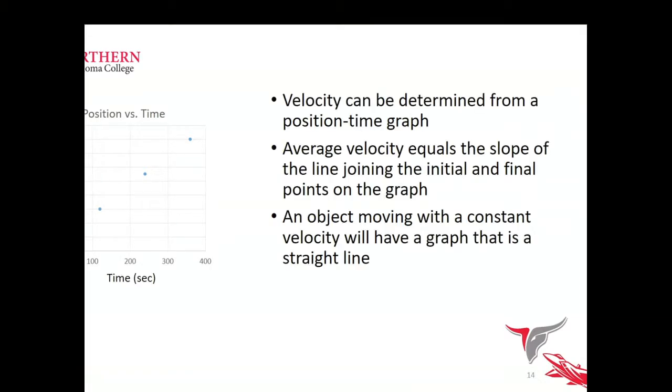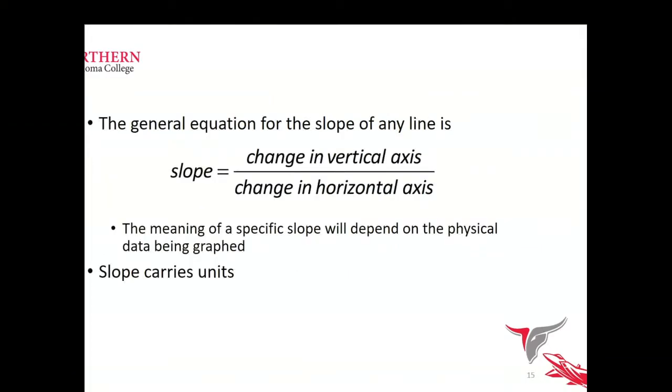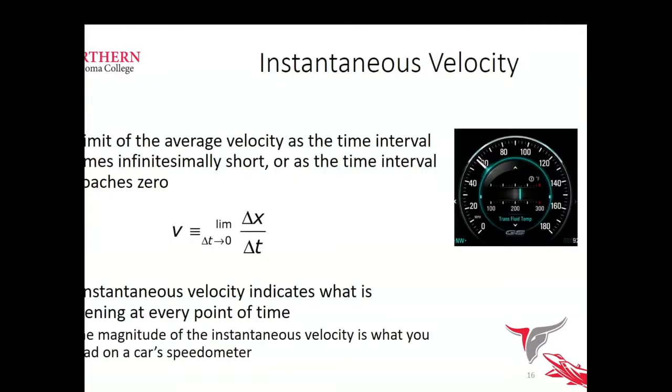Velocity can be determined by the graph. The average velocity is the slope, and when the object moves with a constant velocity, it's a straight line. Slope is the change in the vertical axis divided by the change in the horizontal axis. And we do have units, okay? Velocity is going to be in units of distance per unit of time, so meters per second, kilometers per second, kilometers per hour, miles per hour. Our units will actually help us out in terms of velocity.